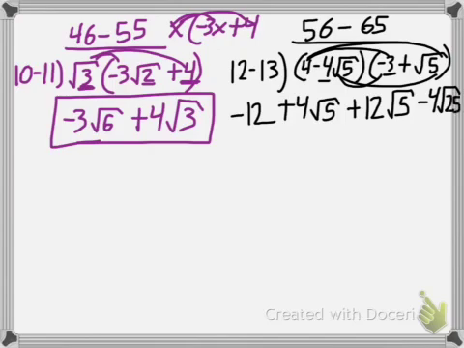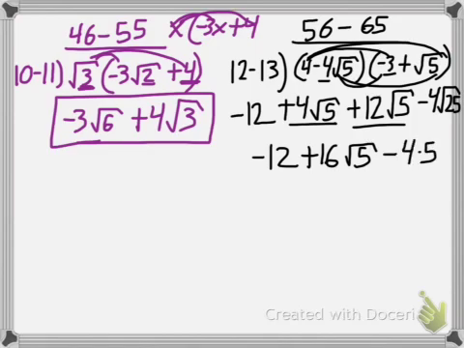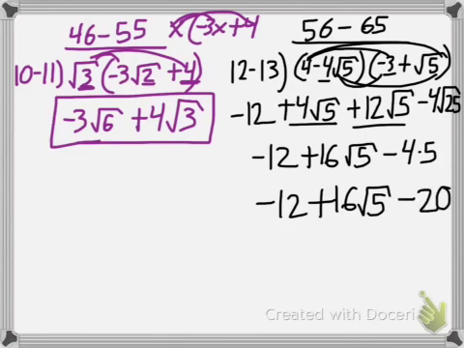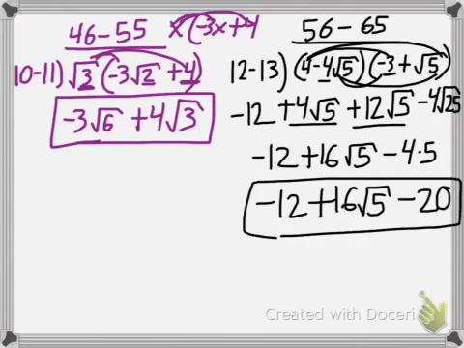Okay, let's combine our like terms. Negative 12 plus 16 square root 5. I don't add the 5's, it's just like 4x plus 12x is 16x. 4 square root 5 plus 12 square root 5 is 16 square root 5. And the square root of 25 actually reduces to 5. So it's 4 times 5, or it's the same thing as negative 12 plus 16 square root 5 minus 20. And that is the most reduced form that we can get.